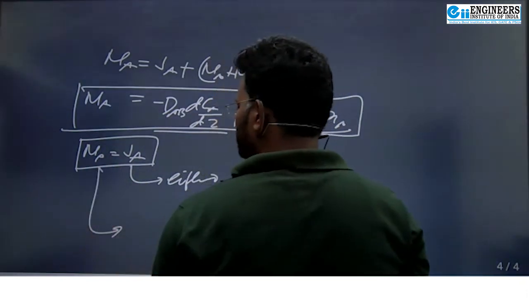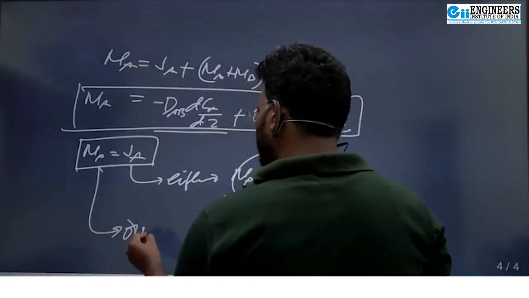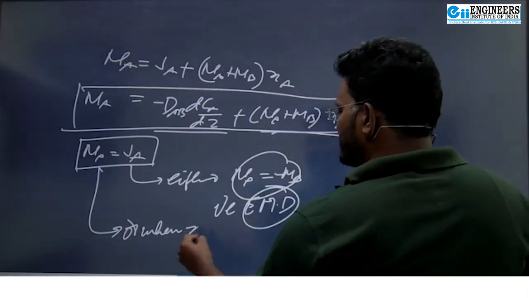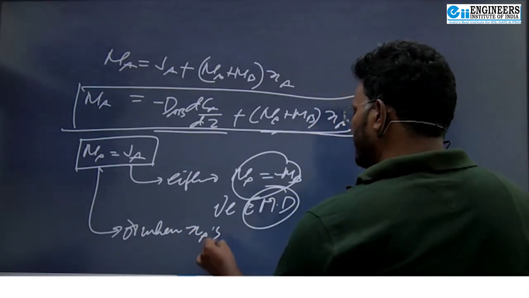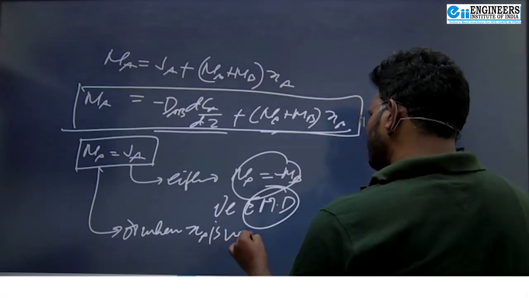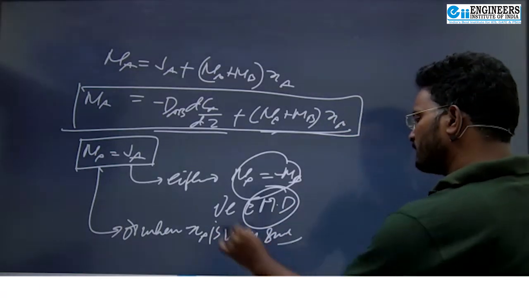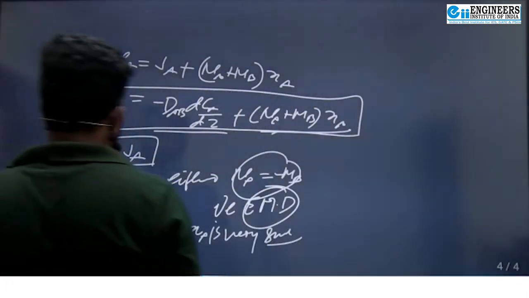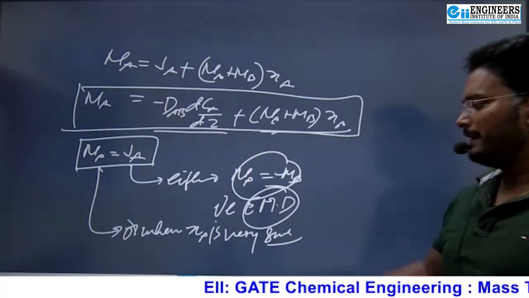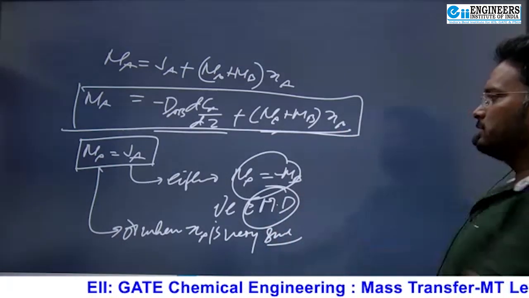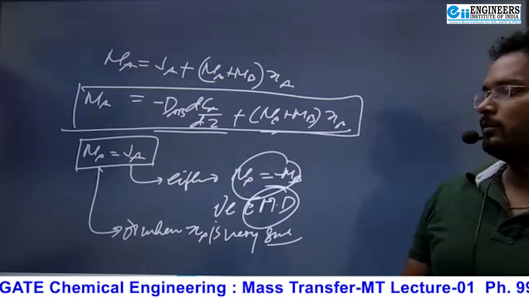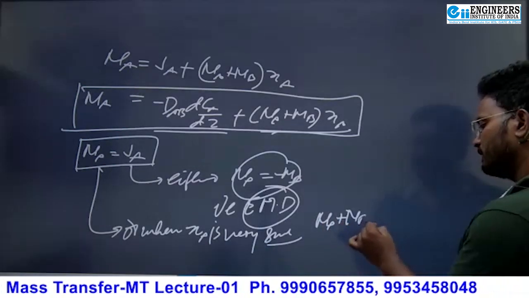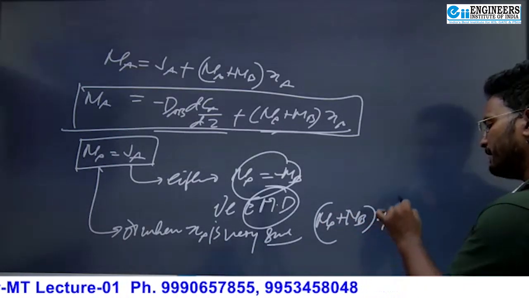Second, or when X_A is very small. X_A is the mole fraction of the species. It means when the solution is very dilute. When X_A is very, very small, then what happened? This term can be neglected. When X_A is very small, then (N_A plus N_B) into X_A can be neglected.